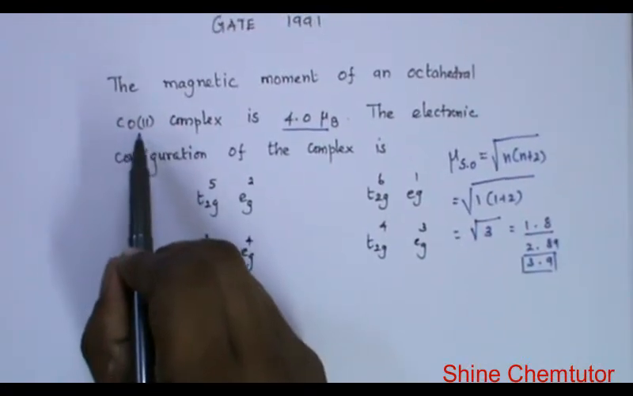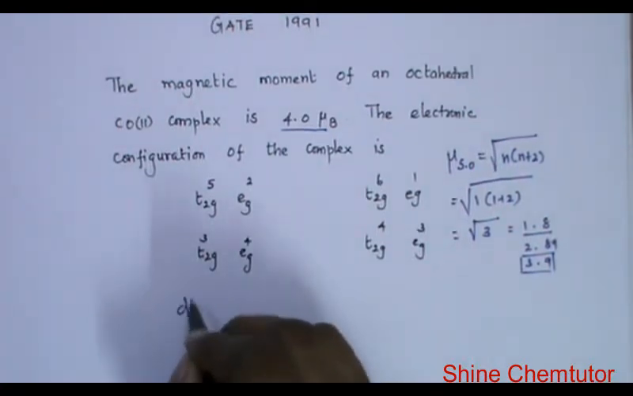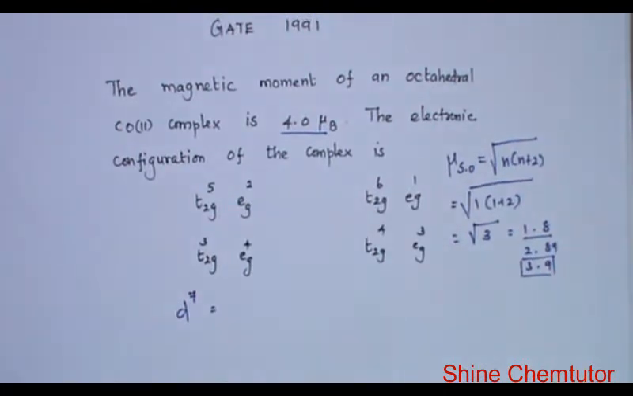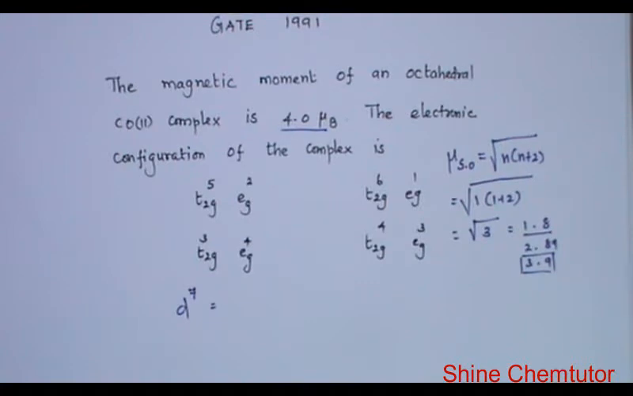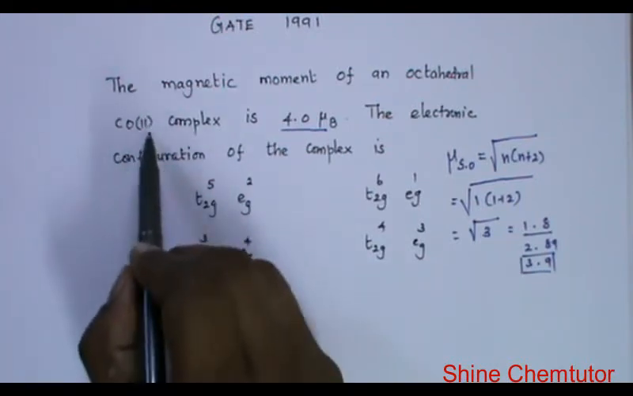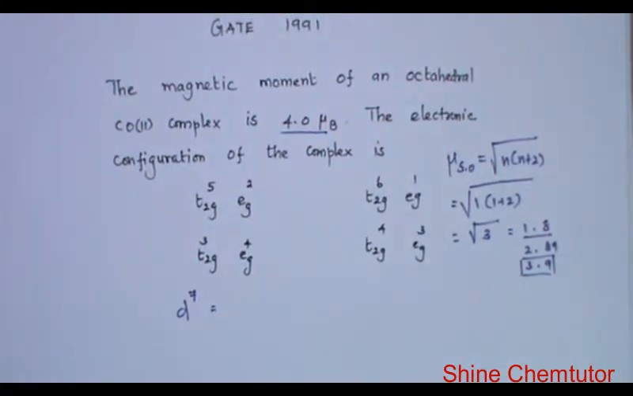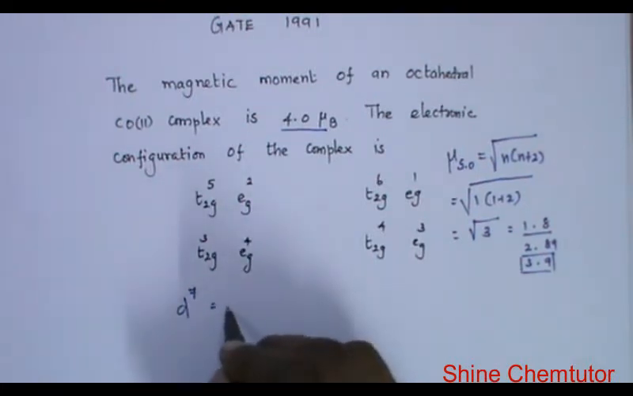Since it is cobalt 2 plus, the number of electrons in d orbital will be 7. But they have not mentioned whether it is low spin or high spin complex. There is possibility for low spin as well as high spin. It depends on the ligands that are attached with cobalt. They have not mentioned that. To find out, they have given magnetic moment as the clue. So now I go for the electronic configuration.